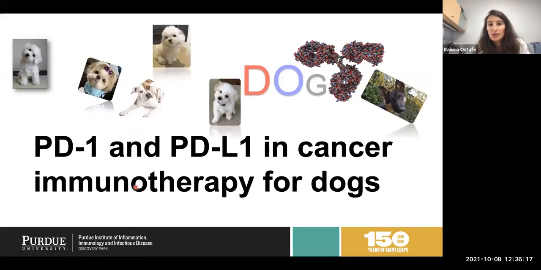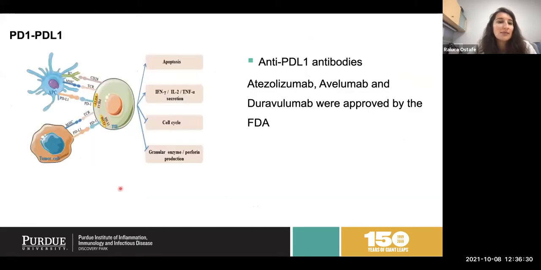Another project that we are also working with in collaboration with the veterinary school is developing PD-1 and PD-L1 antibodies for immunotherapy in dogs. Apparently, the tumor cells are upregulating the expression of PD-L1 receptor on the surface, and this somehow inhibits and triggers apoptosis of the tumor infiltrating cells that should actually kill those tumor cells.